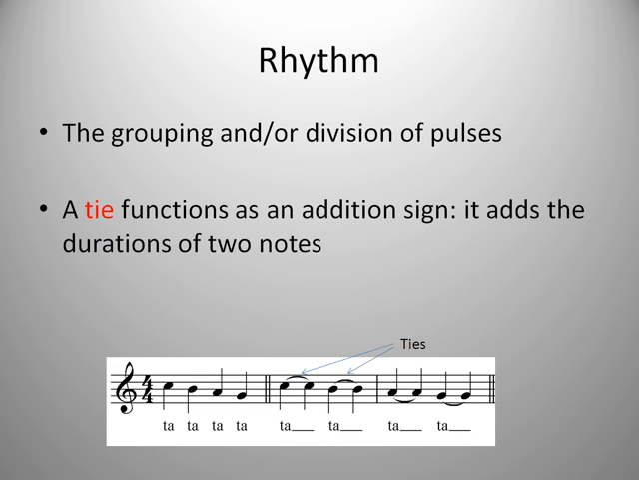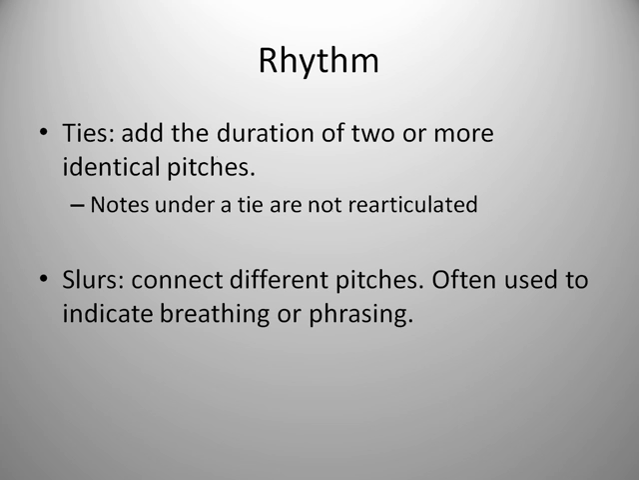A tie adds the durations of two or more notes together. It works basically like an addition sign. While they may look the same, ties and slurs are two different things. Ties must connect two or more of the exact same pitches, and notes under the tie are not rearticulated. It ends up sounding like one long note. Slurs connect different pitches. They're often used to indicate breathing or phrasing.